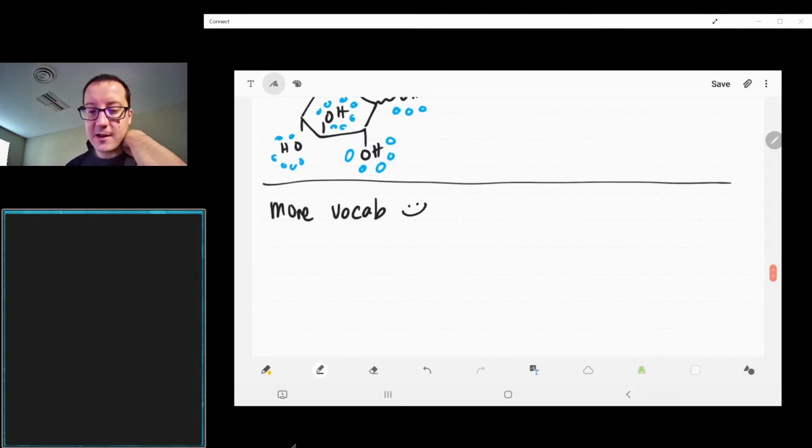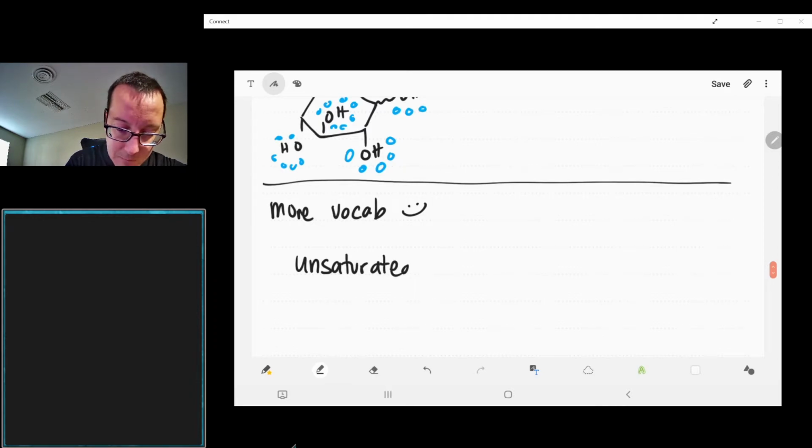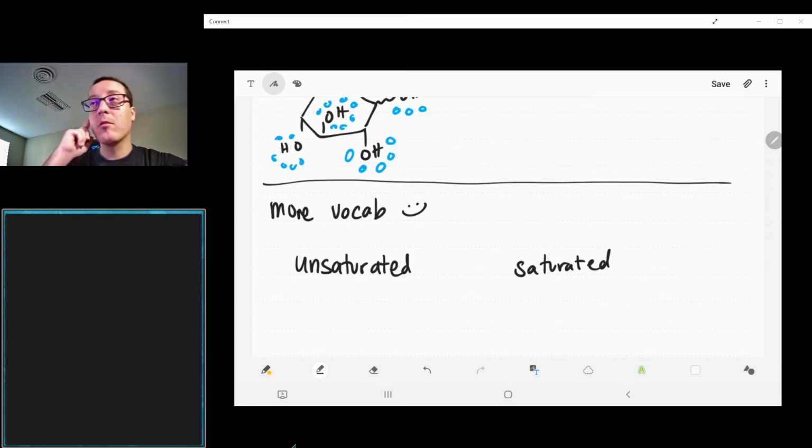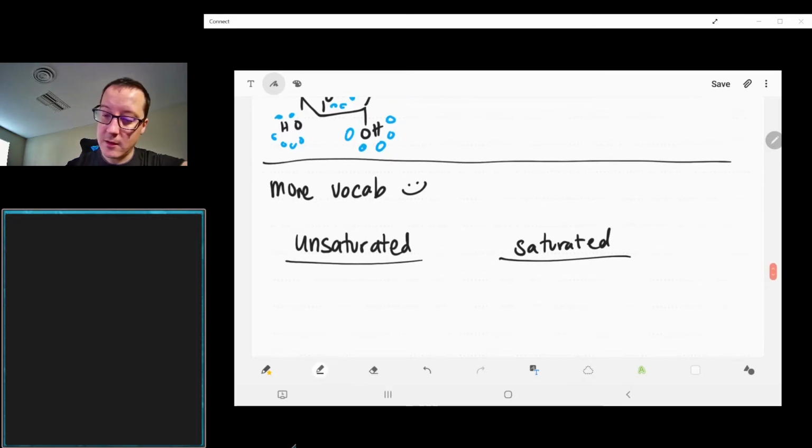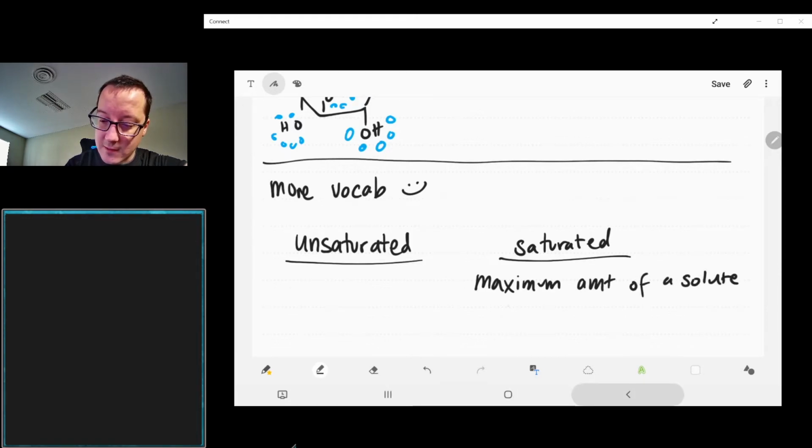And so we're going to talk about kind of states that a solution can be in. We're going to see that we have two major categories of solutions. We're going to see that we can talk about solutions being saturated or unsaturated. Saturated means it has the maximum amount of a solute dissolved.